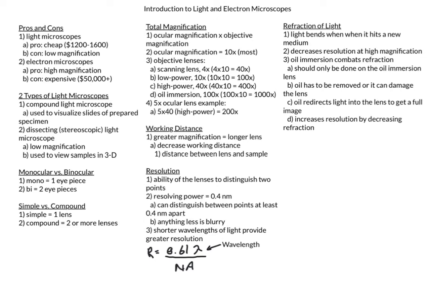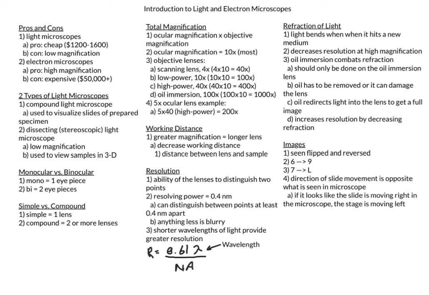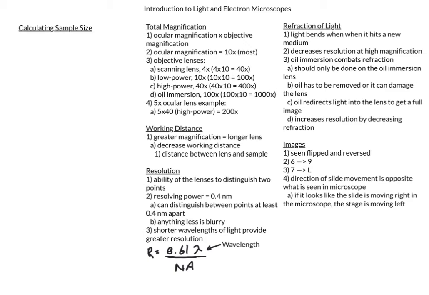Another thing to be aware of with our microscopes is that images are seen flipped and reversed. So the number 6 would look like a number 9, or the number 7 would almost look like an L. Also, the direction that the slide moves is opposite to the movement of what is seen. So if it looks like you're going to the right when you view down through the microscope, it means you're actually moving the stage to the left. Lastly, we also need to know how to calculate the relative size of a sample simply by looking at it through the microscope. Note that the conversion between metric units is covered in a separate video.